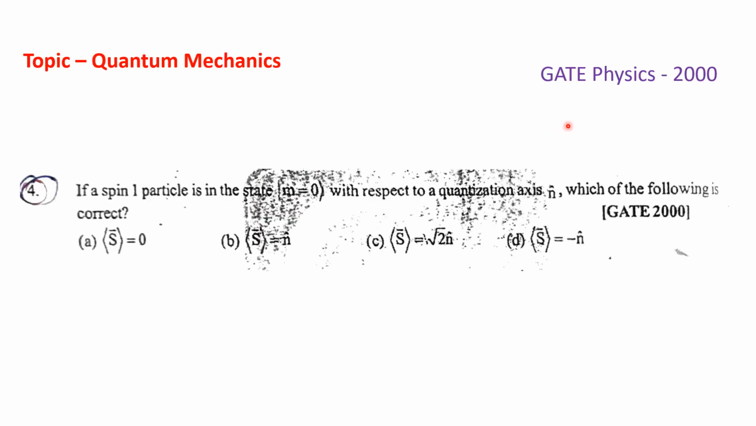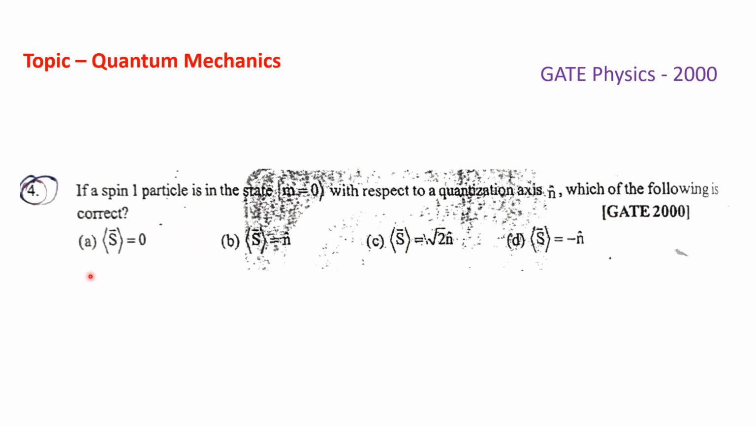This question was asked in the GATE Physics paper 2000. This is an MCQ type question and the topic of the question is quantum mechanics. The question is, if a spin 1 particle is in the state m equals 0 with respect to quantization axis n cap, which of the following is correct?